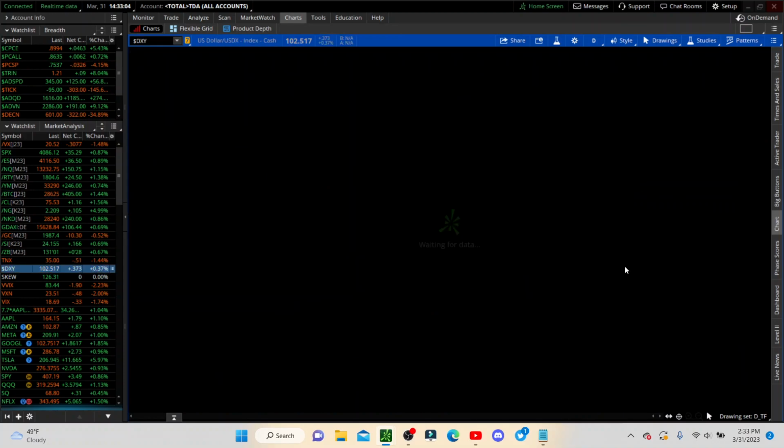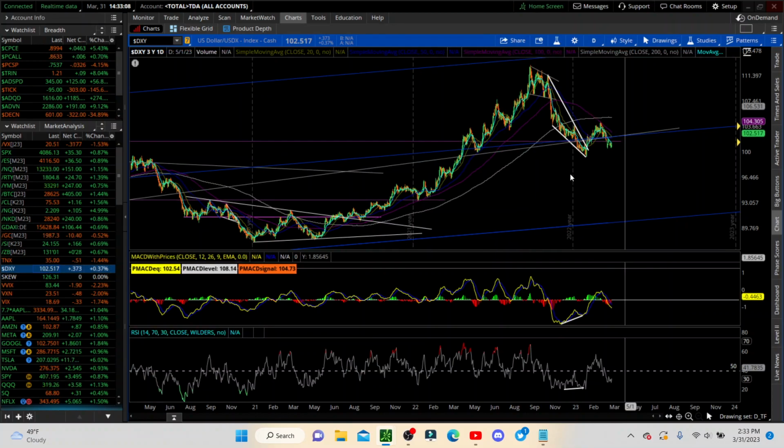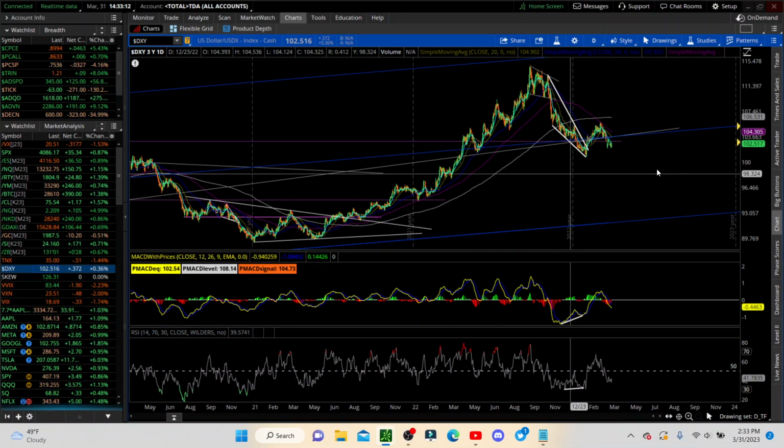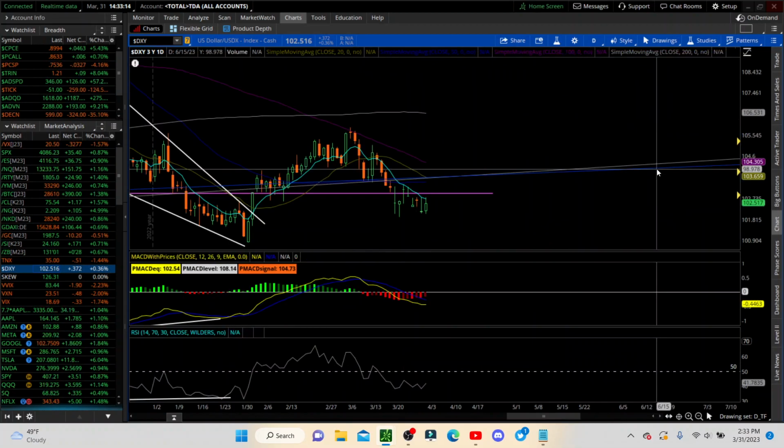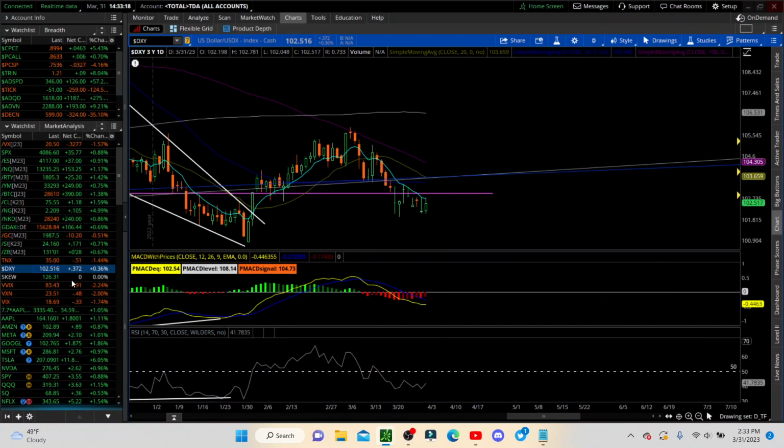Okay. Looking at the dollar. The dollar is showing some signs of life. We don't need the dollar in order to make the market go down, but it's something to observe, something to keep an eye on. It's being rejected by the 8 EMA. We'll keep an eye on it.